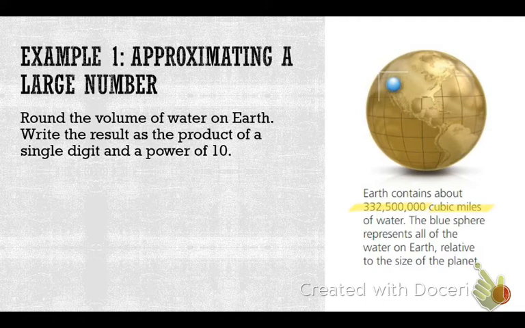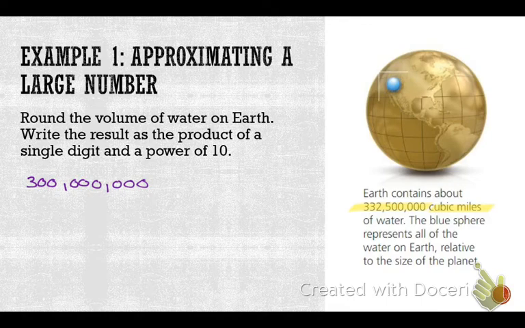300 million, because the 3 will let it rest. The first 3 will stay the same. So I have approximately 300 million cubic miles of water on planet Earth.